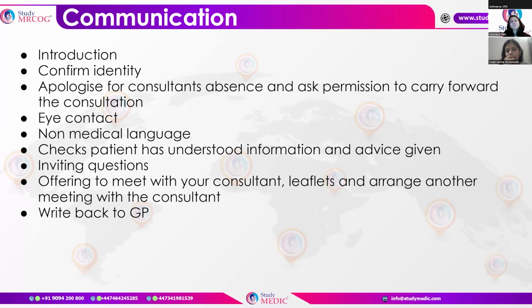And always check intermittently whether the patient has understood the information. Just give some information and then ask again, okay, is it clear to you? Do you need something from me? Please do not rush through, because you have to complete everything in 10 minutes. That doesn't necessarily mean that you have to rush through the thing. The most important thing is both your communication plus your information gathering, which should be over by 4 minutes. Okay. And write back to the GP.